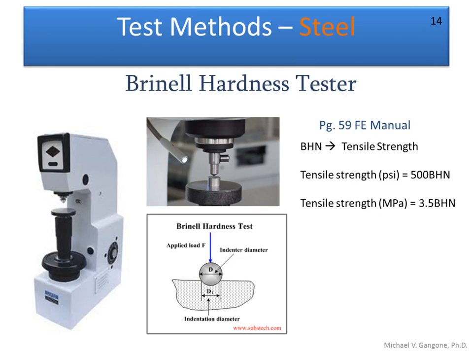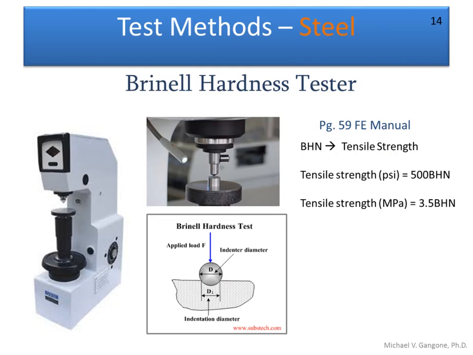Okay, so you have this ball that's sitting on your metal specimen, you're pushing it down with some load P, and then based on that load P, and also the area of indentation, you're able to calculate the Brinell hardness number, and that Brinell hardness number is directly correlated to the tensile strength.